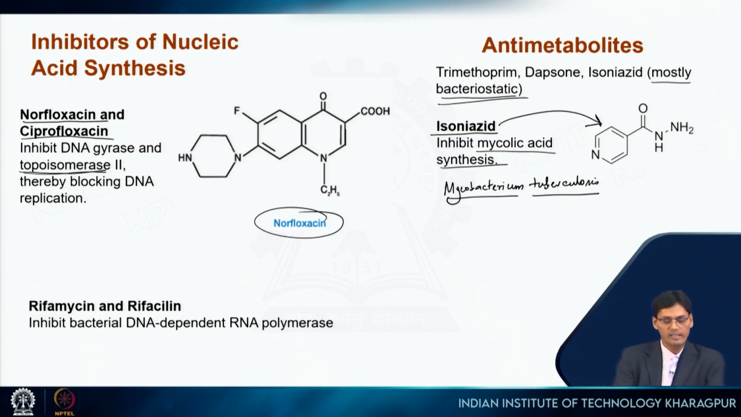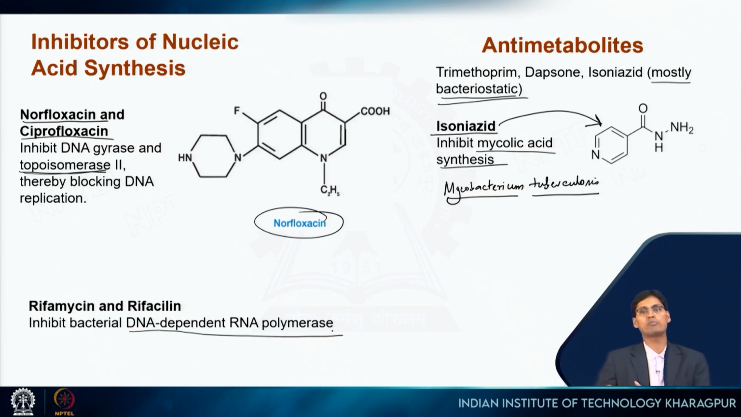Now, rifamycin and rifaximin also inhibit, as you can see, DNA-dependent RNA polymerase. So this is bacterial DNA-dependent RNA polymerase, okay? Because we also have human RNA polymerase, but this drug shouldn't impair the function of human RNA polymerase. This is bacterial DNA-dependent RNA polymerase.